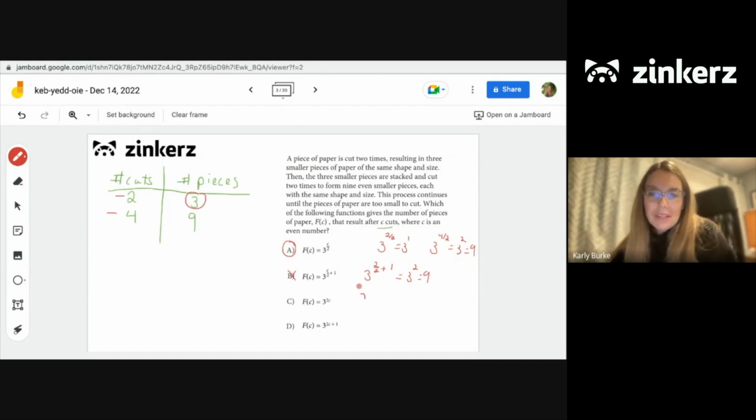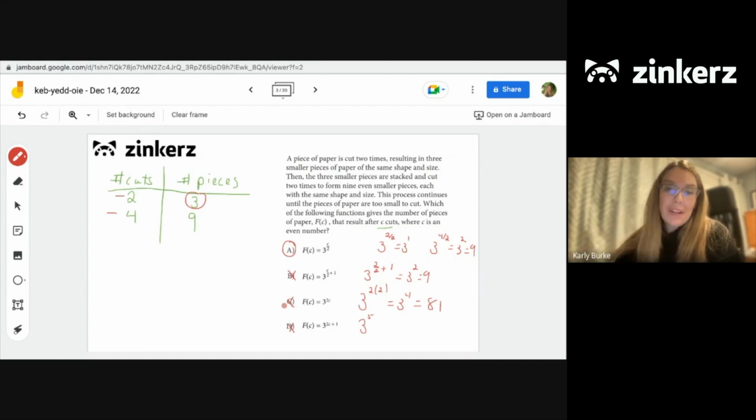If you take a look at C, you get 3 to the 2 times 2, which is 3 to the 4th, which is way too big because it's 81, so it's definitely not C. And then if you take a look at D, by plugging in 2, you're going to get 3 to the 5th, so that's also way too big. So here, the only right answer is A.